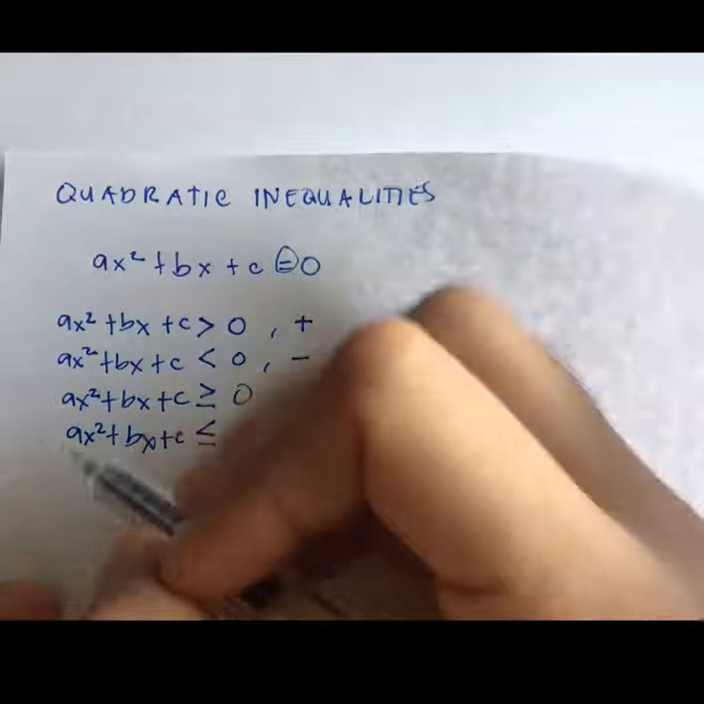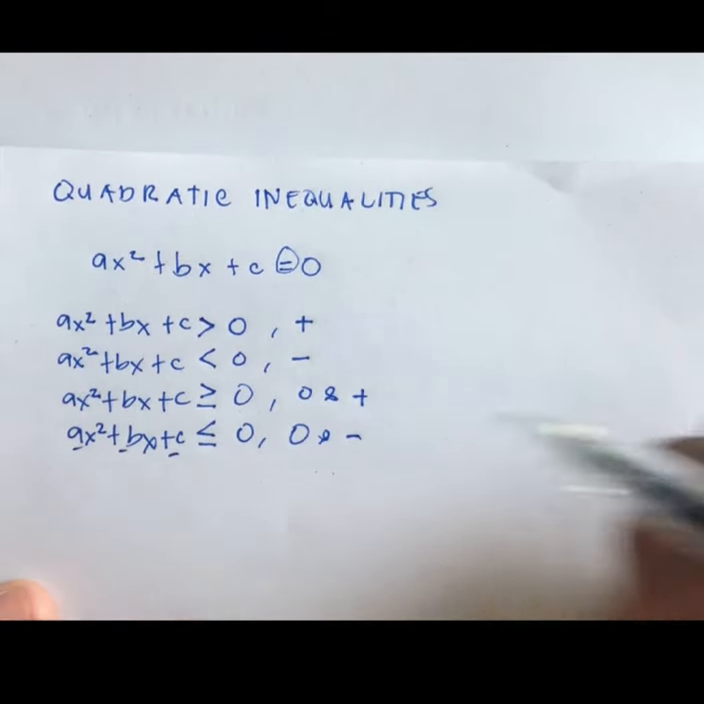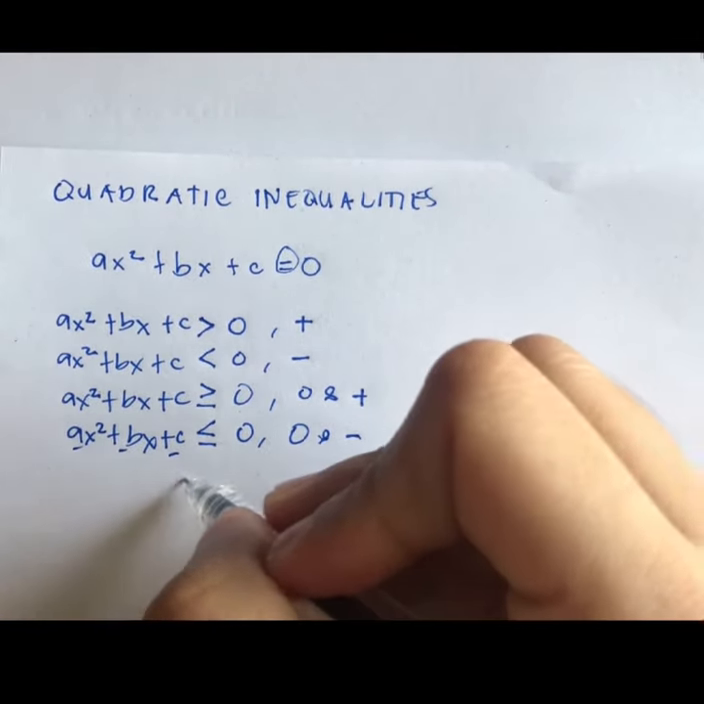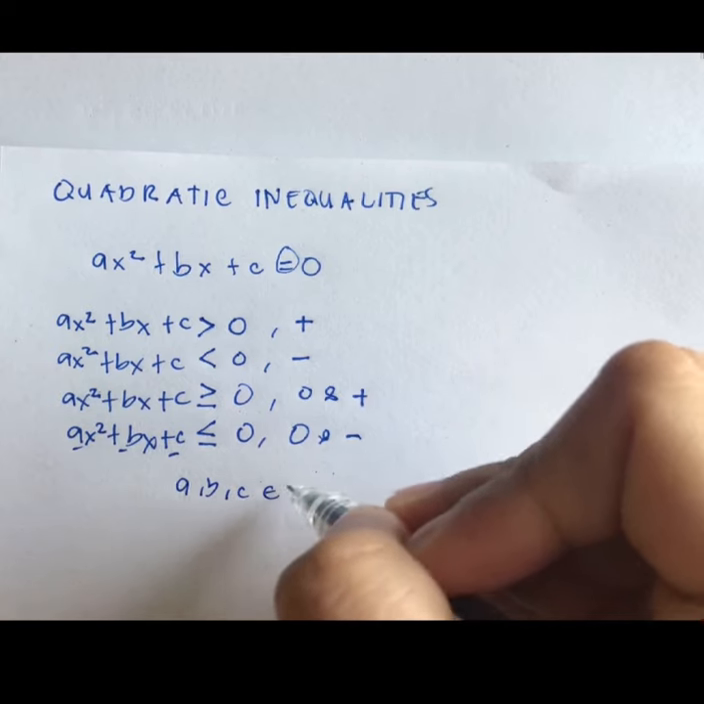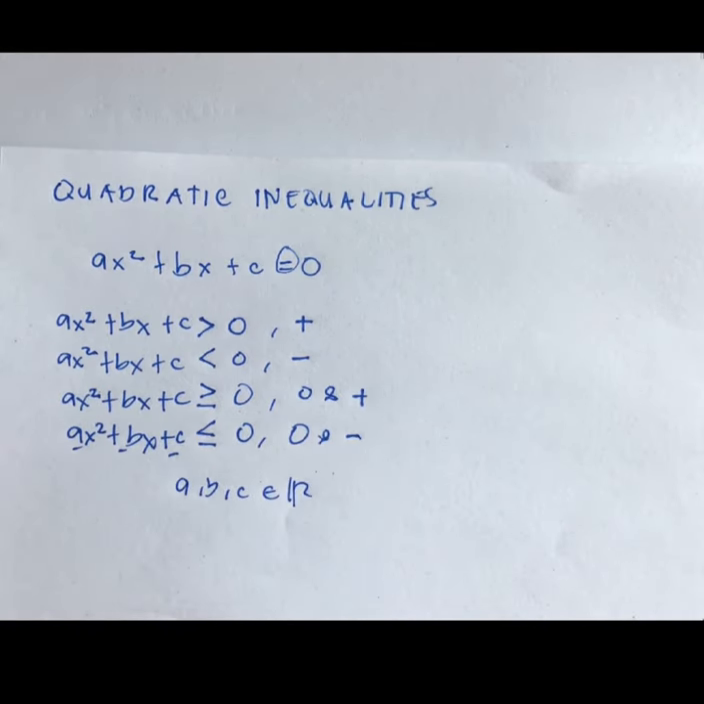Remember that these variables a, b, and c are elements of real numbers. So, don't forget. Now, how do we solve quadratic inequalities? For you to easily solve it, we have 5 steps to follow.